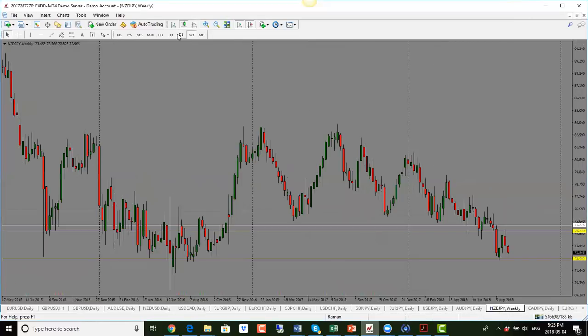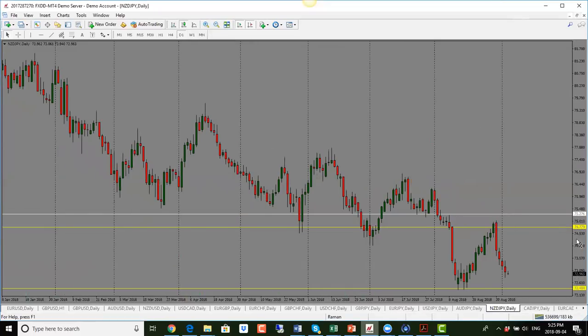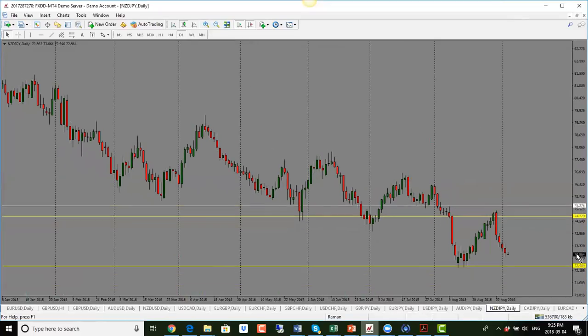New Zealand yen, this one is looking bearish here. New Zealand dollar has been the weakest, or one of the weakest currencies in the majors here. So New Zealand yen looking bearish. There is room to the downside for this one. So 72.40 will be the target to the downside. So bearish bias for New Zealand yen.